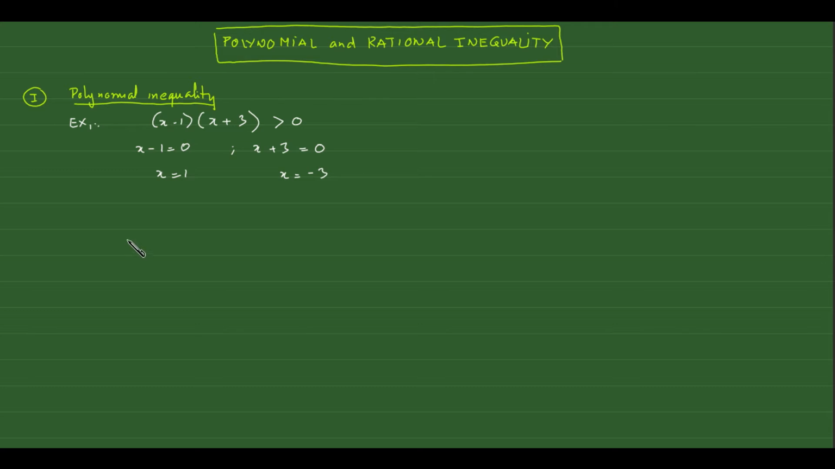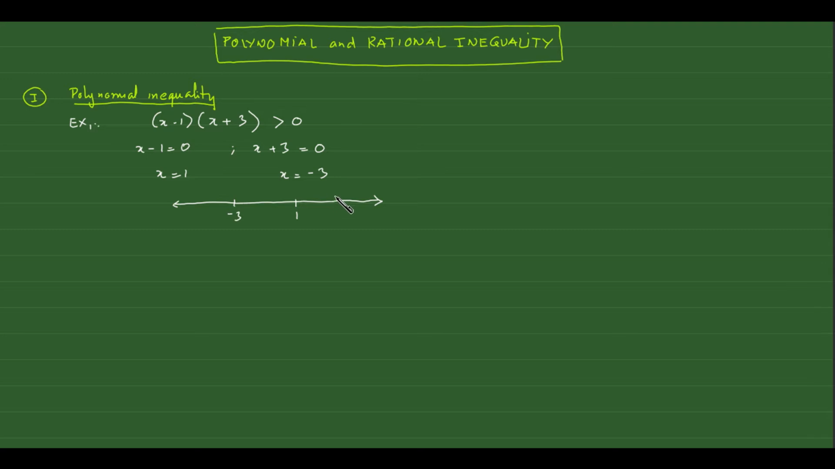Now I'm going to go ahead and put these two values on the number line. I'm going to put minus 3 here and 1 here, and you see that the number line right now is divided into three intervals, three parts. This, and this.